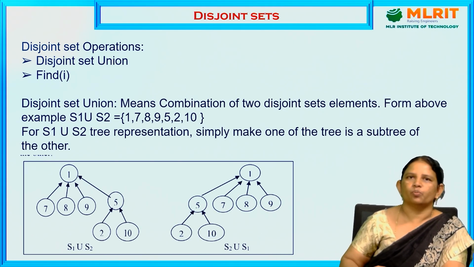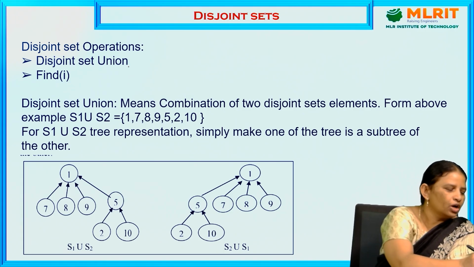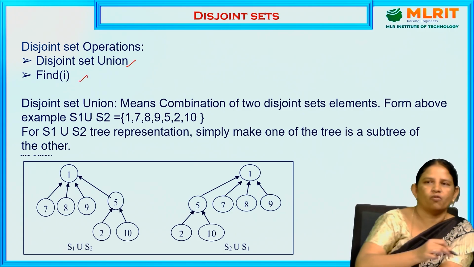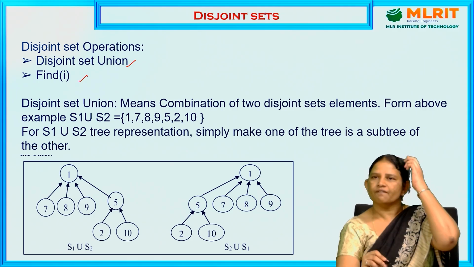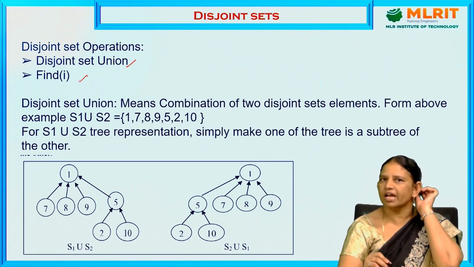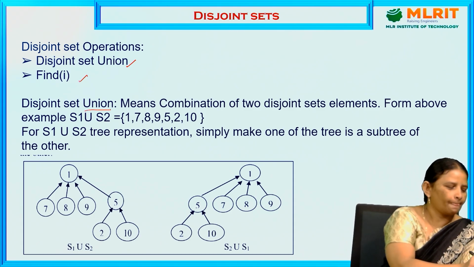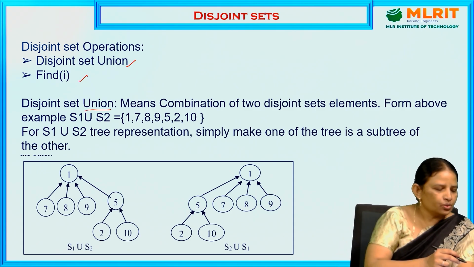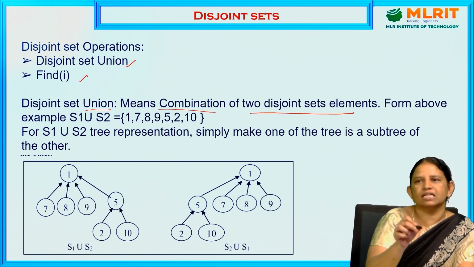Now we are going to perform two operations on sets. The first one is called union, the second one is find. These two are called disjoint set operations. First, what is the meaning of union? The first operation is union. Union means we combine the elements of two disjoint sets into a single set.